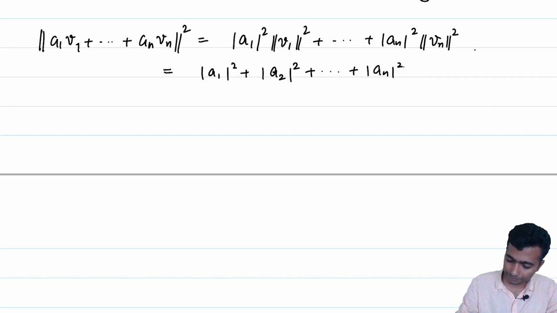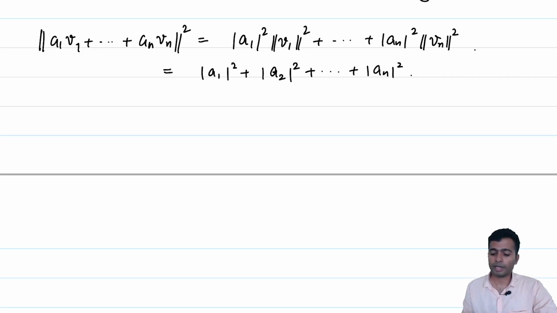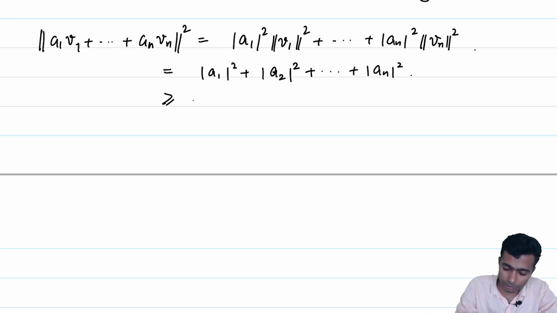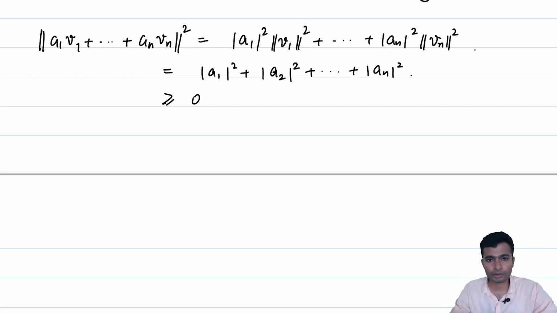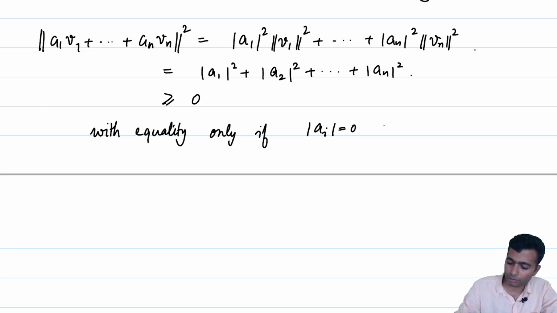plus |an|². So till now we didn't have to worry about which field of scalars we were working on, but again, irrespective of whether we are working in an inner product space over complex numbers, or over real numbers, the squares of the absolute values are all positive numbers. So this is greater than or equal to 0. When is the equality going to come up? With equality only if |ai| is equal to 0 for all i.